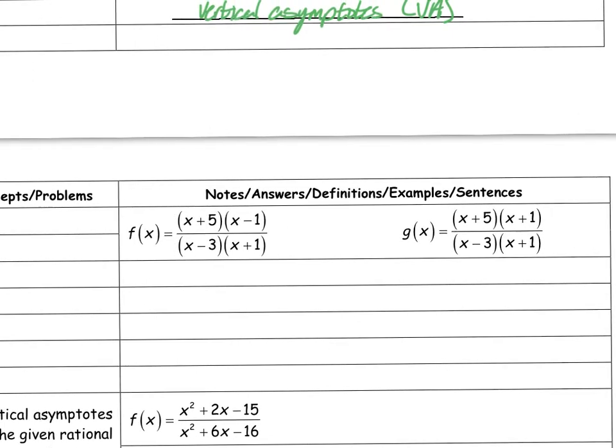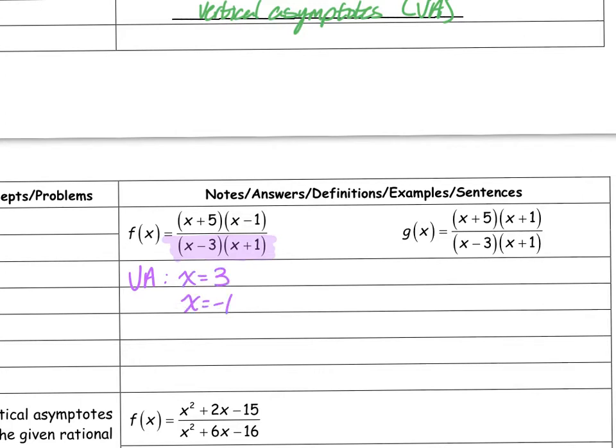So if I look at f, there's nothing that cancels. There's nothing that makes 1s. So that means I only have a vertical asymptote. So if I'm going to find my domain, what makes my denominator 0? Wherever it makes my denominator 0, that's where my vertical asymptotes are. So I may have a vertical asymptote at x equals 3 and x equals -1.